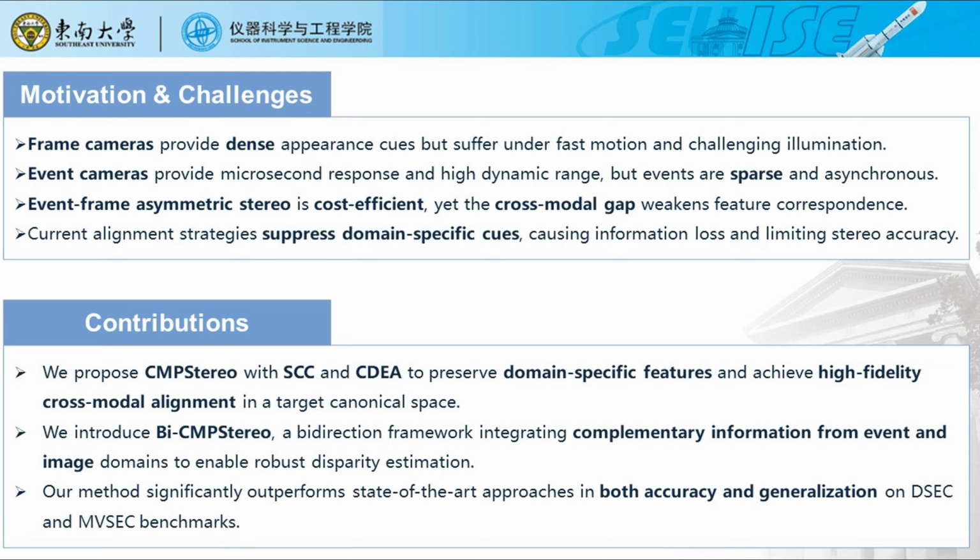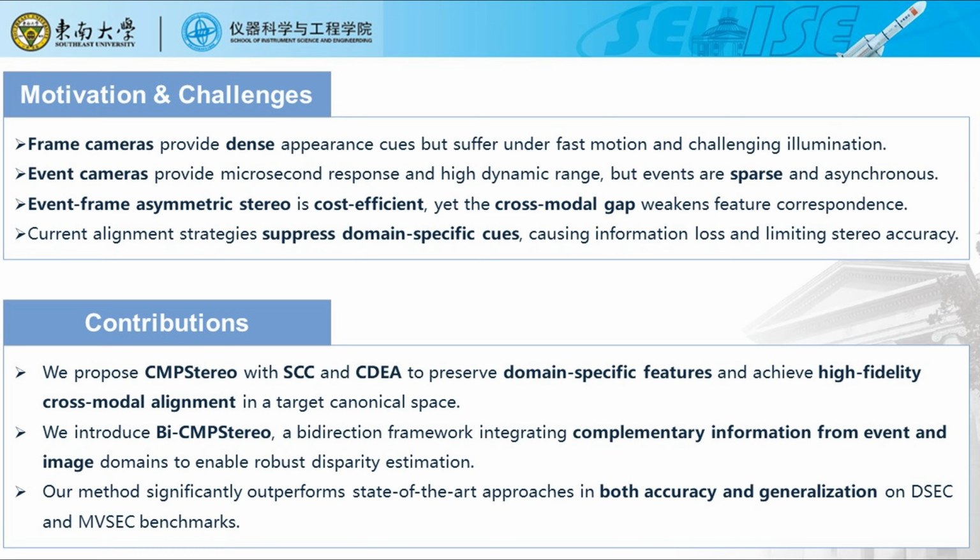However, the main challenge lies in the cross-modal gap between events and images. Since they have different sensing mechanisms and different data distributions, directly aligning their features can weaken the correspondence between the two views. More importantly, many existing alignment strategies tend to suppress domain-specific cues, which causes information loss and limits the final stereo accuracy. To address these challenges, our work makes three main contributions.